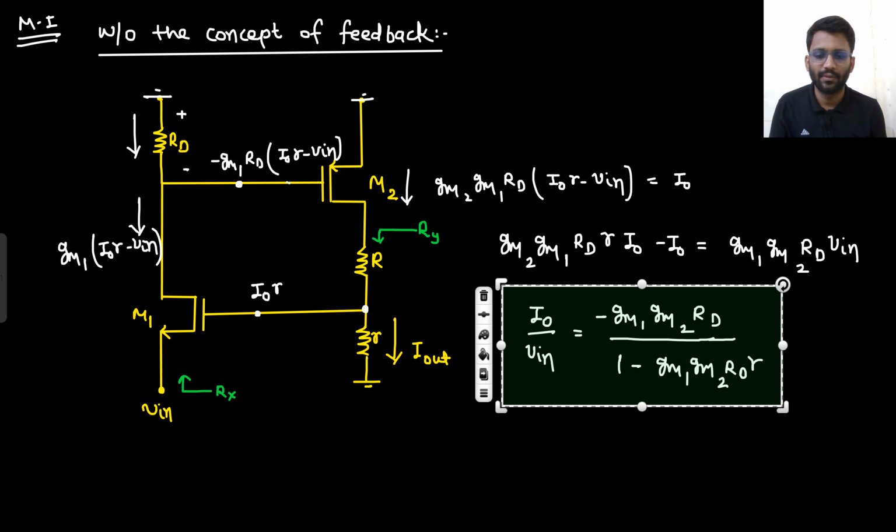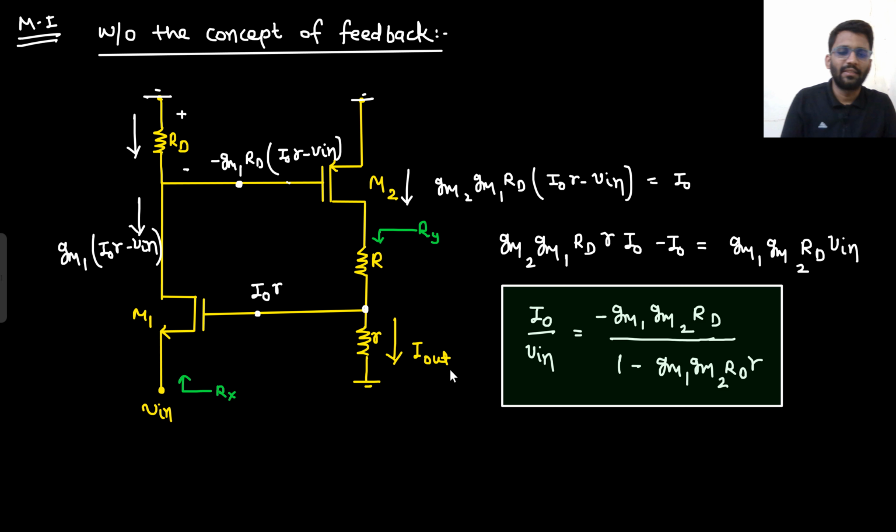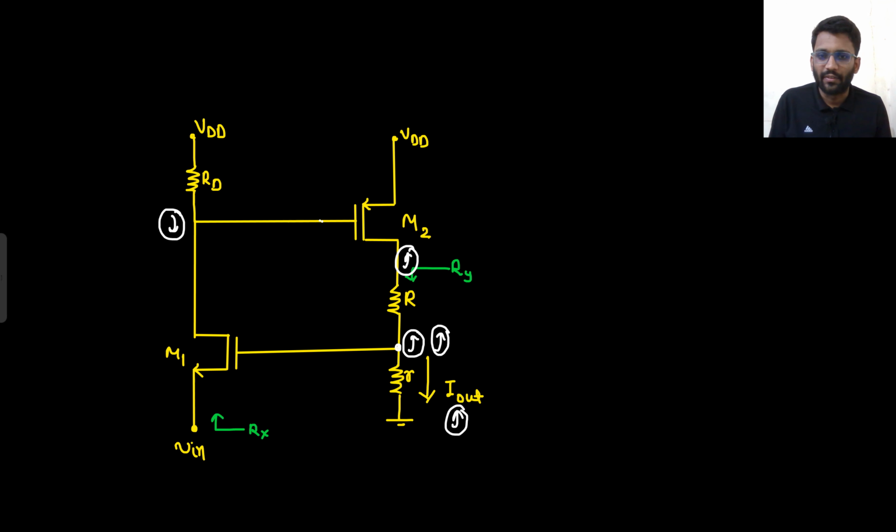Say yes or no. Minus GM1 GM2 RD upon 1 minus GM1 GM2 RD into R. Well and good. This is your I out by V in that you are getting without the concept of feedback. Now you need to find Rx and Ry values. So let's find Rx and Ry values.